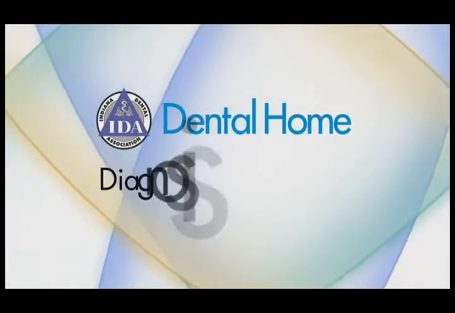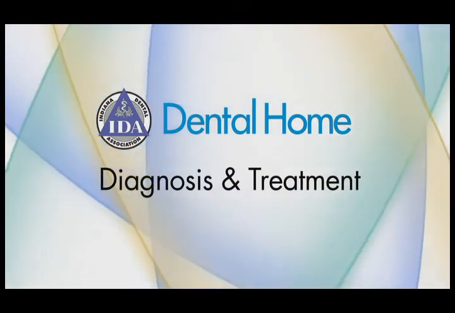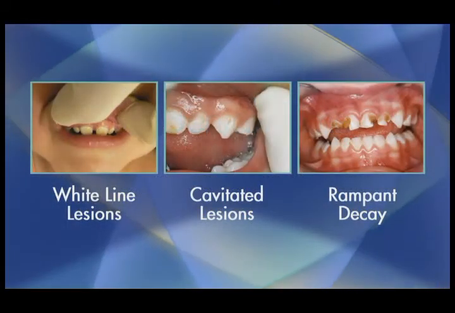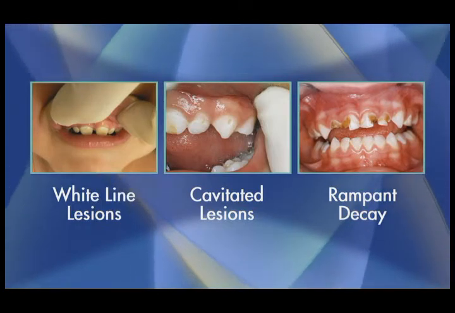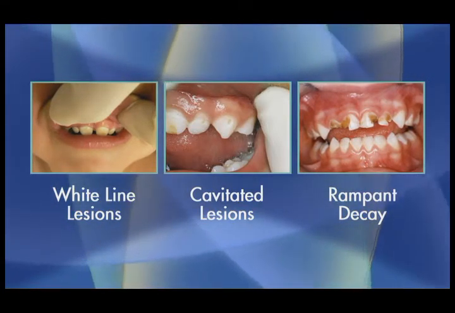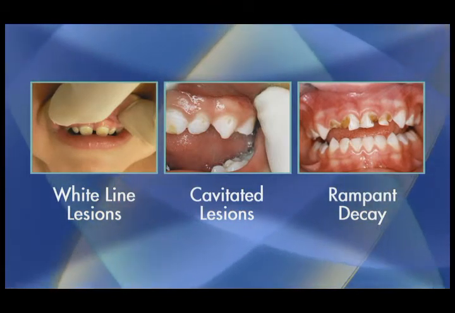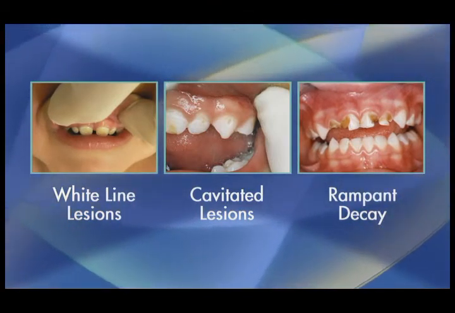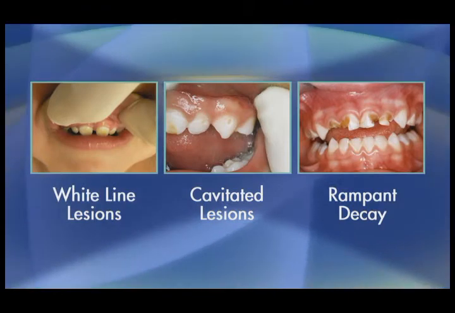Chapter 6, Diagnosis and Treatment. As mentioned in Chapter 2, early childhood caries progresses through several clinical stages, from white line lesions to cavitated lesions, and finally rampant decay. Each of these stages is treated differently.